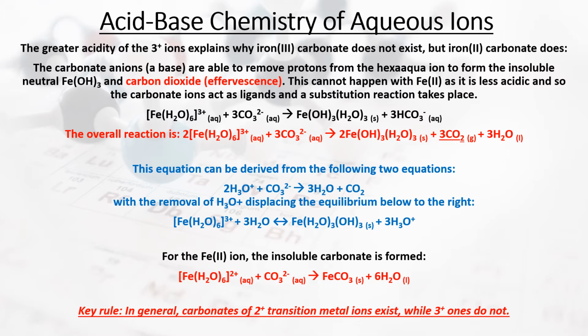And we can derive that equation from the 2 following equations below. So you take your acid plus carbonate, giving you water and carbon dioxide. And then that's an equilibrium reaction technically, and so the removal of this H3O+ displaces the equilibrium below to the right. By using up some of the acid, it displaces it to the right. It's an application of Le Chatelier's principle. The equilibrium shifts to oppose the change. For that bottom equation, if we use up the acid by reacting it with the carbonate anions, the equilibrium shifts right to make more of that acid, and at the same time makes more of the insoluble iron hydroxide.